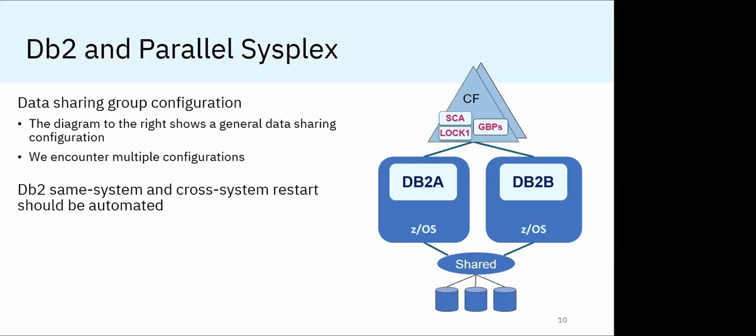So everyone's environment is a little bit different. We have looked at customers that have multiple data sharing groups with many members in each group, or we've looked at a 2-way data sharing, 1-way data sharing. There's a lot of options and a lot of configurations. One of the main recommendations, and something we look for, is to make sure that the DB2 same system and cross-system restart are automated. Sometimes customers have maybe one of them, like same system automated, but not cross-system. But it's very important for availability to have these automated. So that's one of the main topics that we investigate.